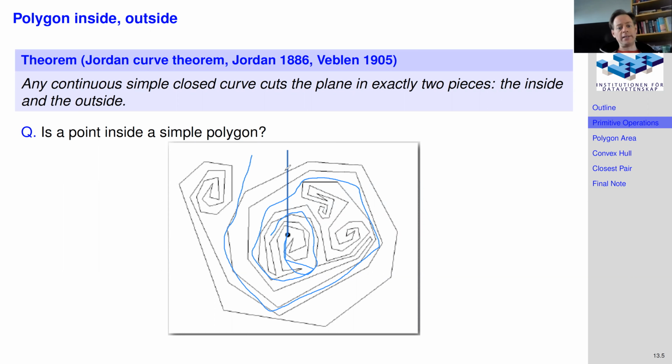And what we can see here is also that if we cross the boundary once, then we're on the inside. If we cross the boundary twice, then we're outside. So we can basically count the number of times that we cross this line. So inside, outside, inside, outside, inside, outside. And in this case, we realize that we're outside.